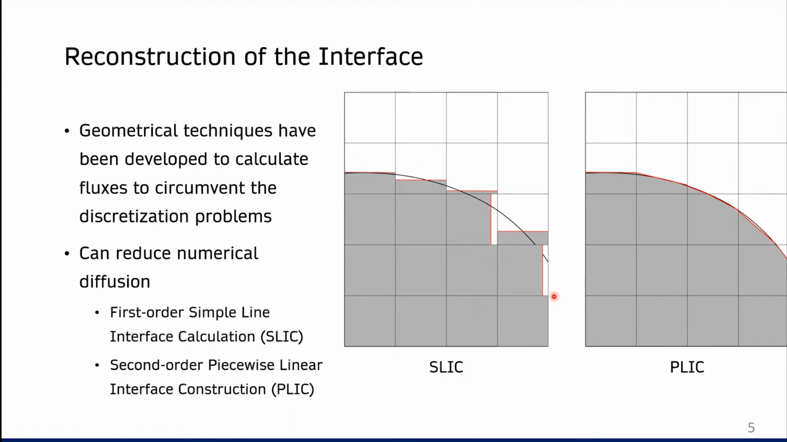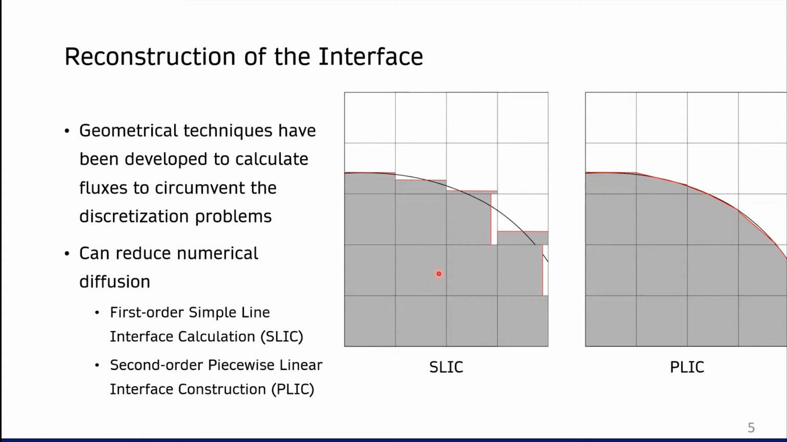So we approximate it this way, which is the first order approximation. There's another technique, which comes back to what we were talking about, is piecewise linear interface construction. And as you can see here, we approximate the interface with lines instead of this line like this. And you can imagine that this is a better approximation, and it's a second order method.